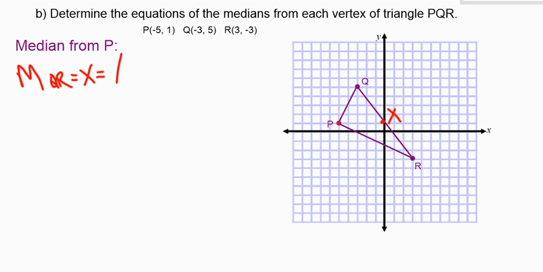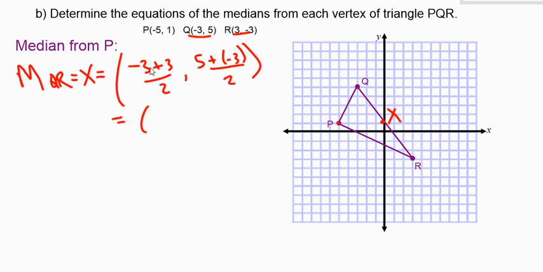So let's use the midpoint formula. Here's Q and R, and let's find the coordinates of that midpoint. So x1 plus x2 divided by 2, y1 plus y2 divided by 2. So I get negative 3 plus 3 is 0, divided by 2 is still 0. This is 5 minus 3 is 2, so the midpoint of QR, which is now our point X, has coordinates 0, 1, and that's about where I drew it.